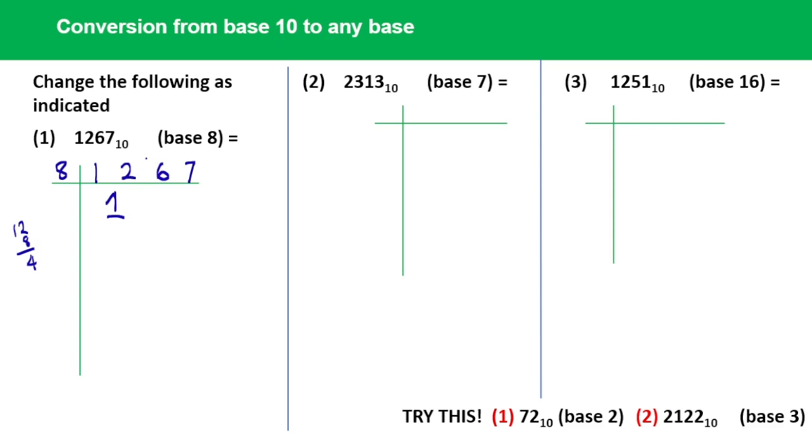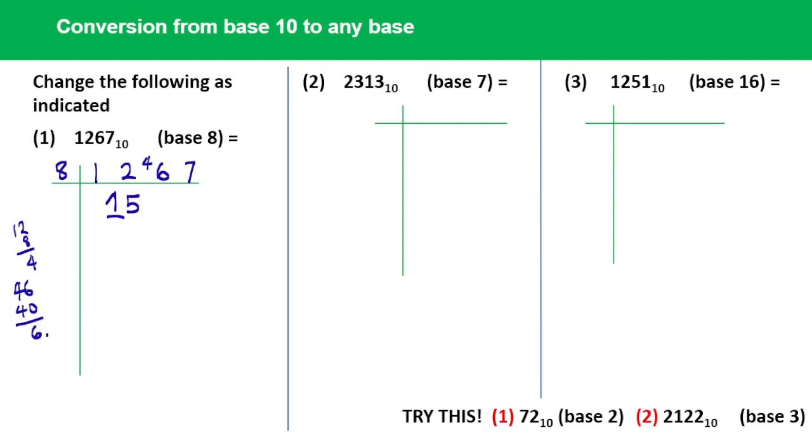We place the 4 in front of the 6, making 46. 8 in 46 will give us 5. 8 times 5 is 40. 46 minus 40 will leave us with a remainder of 6. This remainder of 6 again is not our final remainder because there's still a digit after 6.